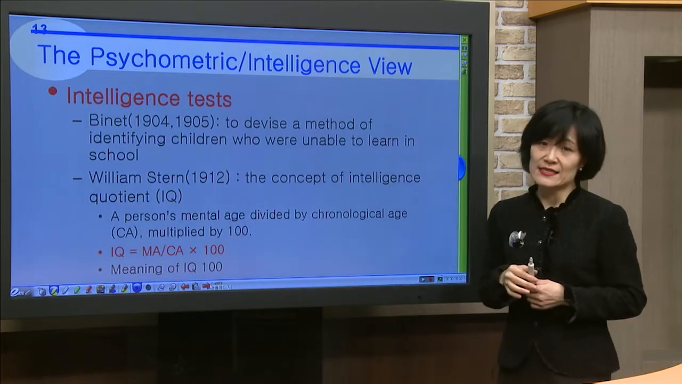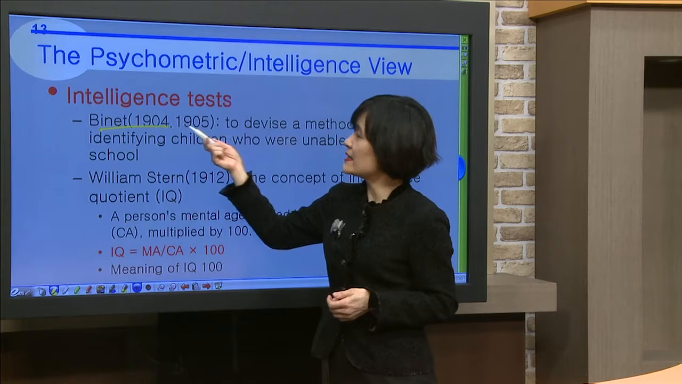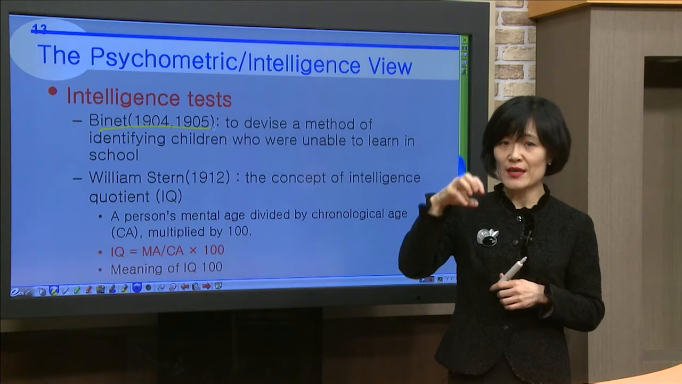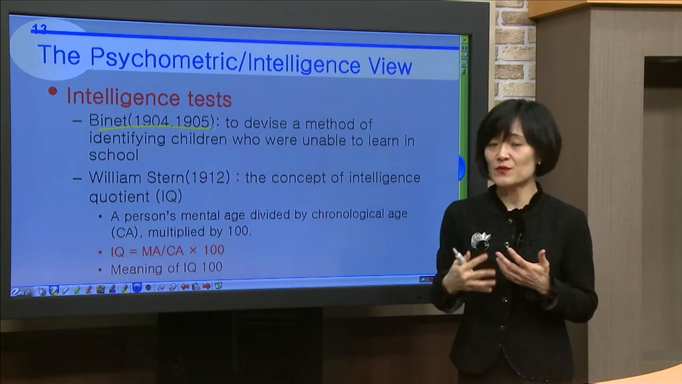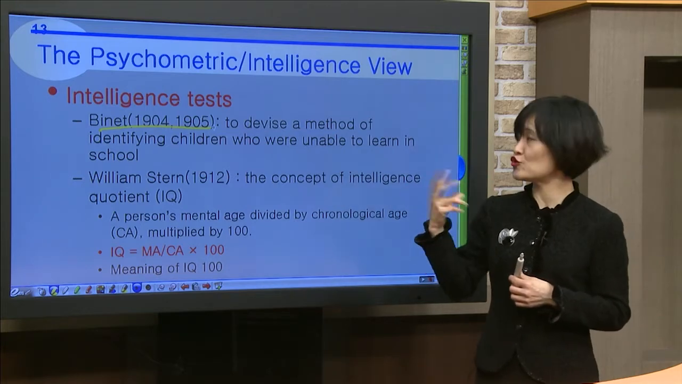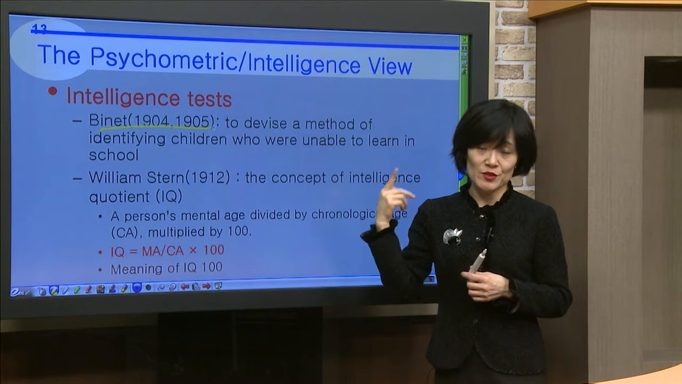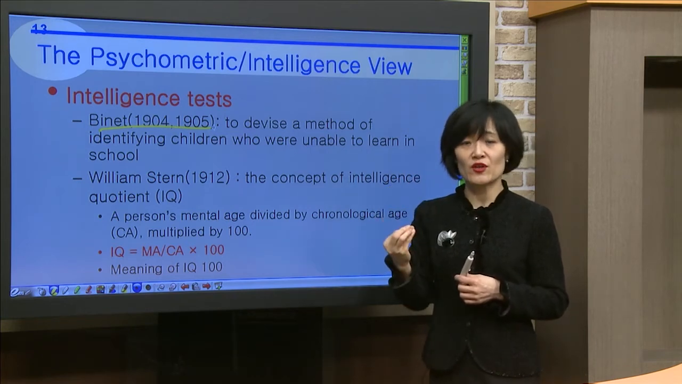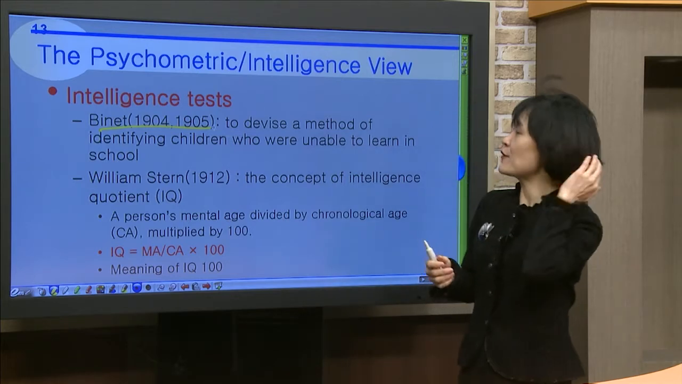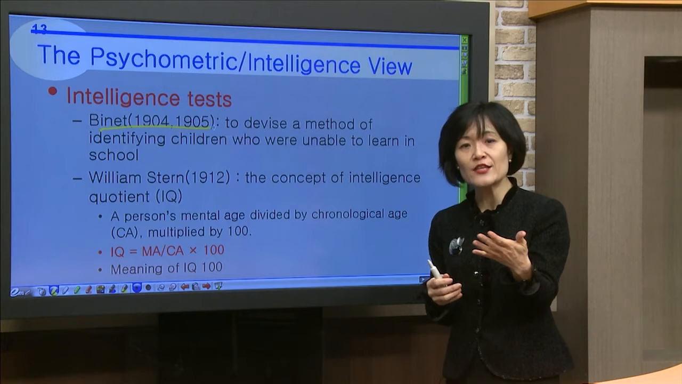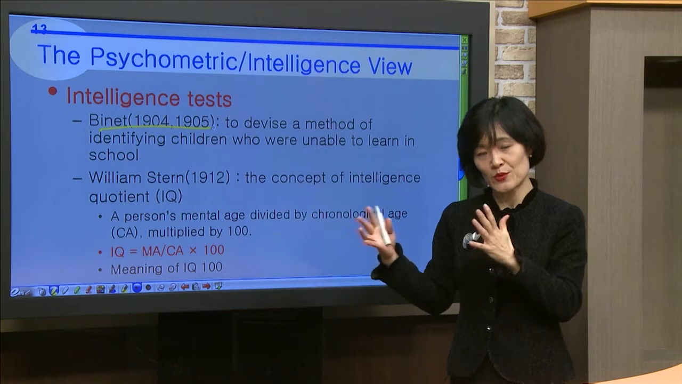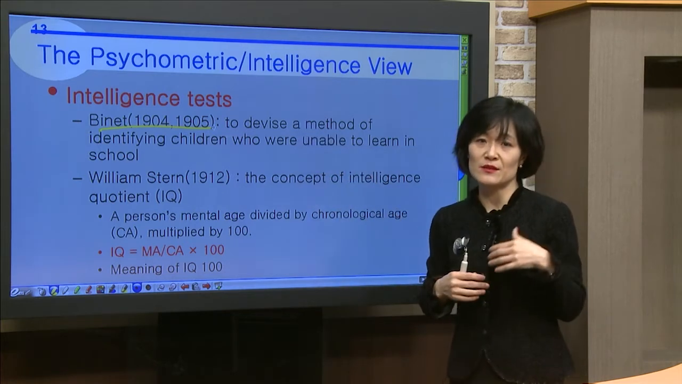So for intelligence tests, this is the first time. Binet, he is French, in the very early 1900s. That was the beginning of developing the intelligence test. He devised a method of identifying children who have learning disabilities. That was the first original motivation to develop the intelligence test. They wanted to recognize who had difficulties learning in school, so that they could provide a special educational environment for those particular children. That was the original motivation.